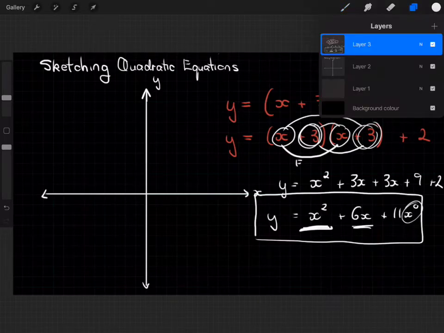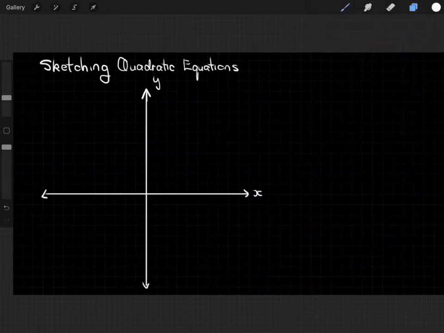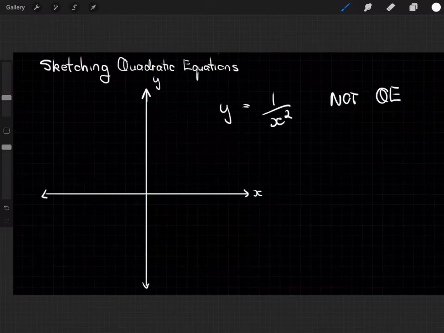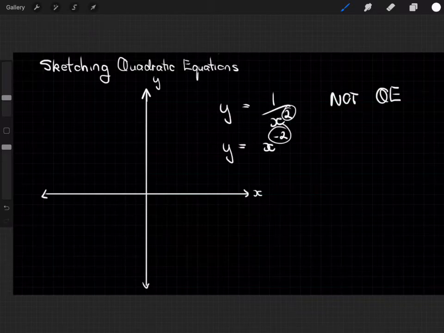What's not a quadratic equation? Well, let's have a look at some examples that people might think are quadratic, but they in fact aren't. Y equals 1 over x squared is not a quadratic equation. Why? Because if we rewrote that in index form, we would write that as y equals x to the power of negative 2. Because the x squared term is on the bottom of the fraction, when we bring it up to the top, it becomes a negative power. So x to the negative 2 is not x to the power of 2. Therefore, that is not a quadratic equation.